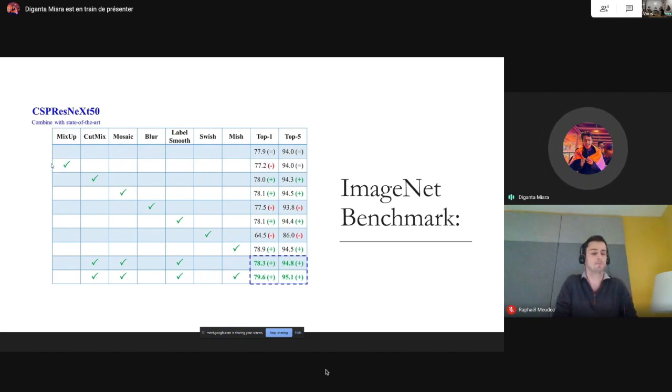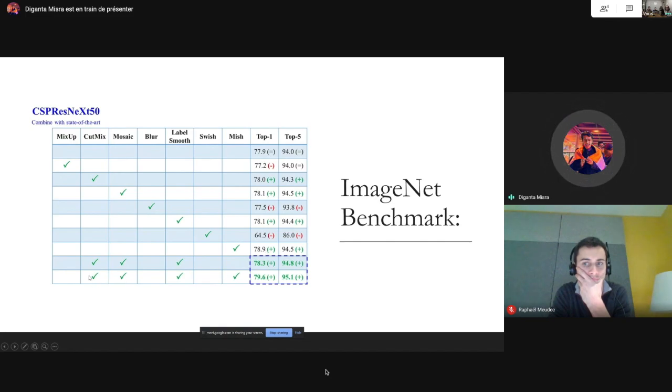So we used mixup, we used CutMix, we used mosaic, we used blur, we used label smoothing. Some of them did improve the accuracy, some of them didn't. And then we tried out Swish. In case of Swish, the accuracy actually dropped from 77.9 to 64.5%. So that is around a 13% decrease in top-1 accuracy. While simply swapping the leaky ReLU with Mish, we actually increased the accuracy by 1%.